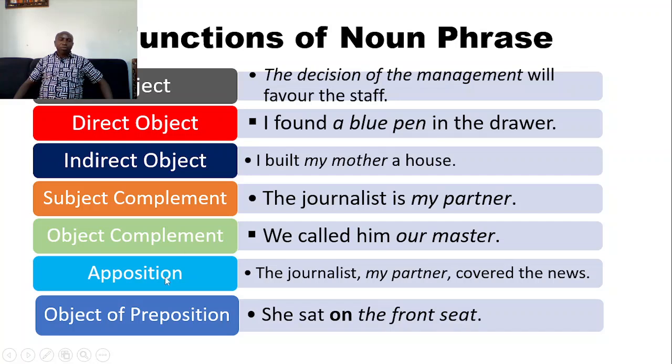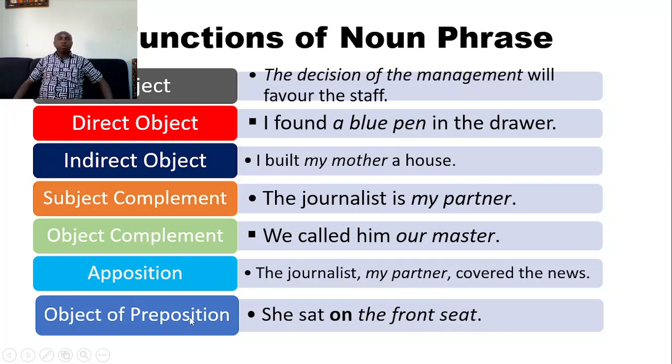The next one is apposition. Apposition stands beside another expression to refer to the same thing or the same content. The journalist, my partner, covered the news. You realize that my partner here stands in apposition to the journalist, which is a form of post-modifier, and both of them refer to the same personality. You realize that elements in apposition are separated by a pair of commas to distinguish them.